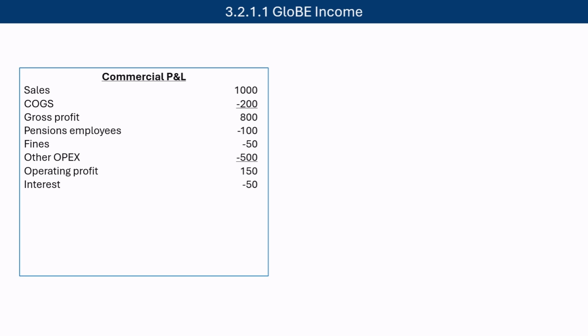Now from this, we deduct 50 of interest payments. We received 50 of dividends, and we sold a subsidiary, and we made 100 profit on that. So we end up with an earnings before tax, or an EBT, of 250.